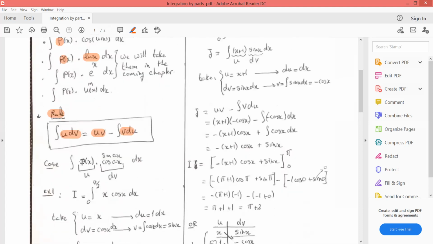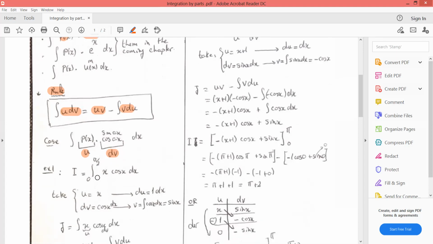So in the case of px times cosine, I take u as the polynomial part and dv as the trigonometric part. So for example 1, I equals the integral from 0 to pi over 2 of x cosine x dx.